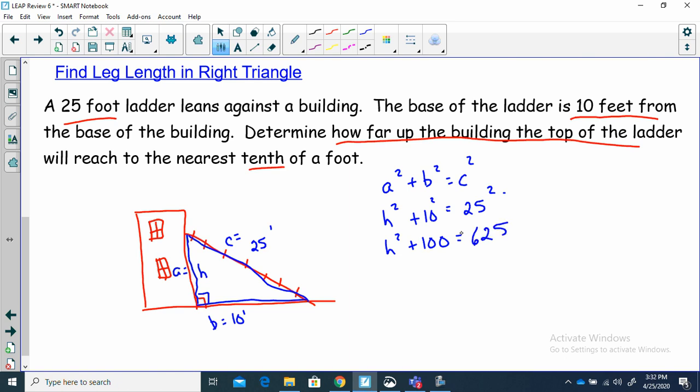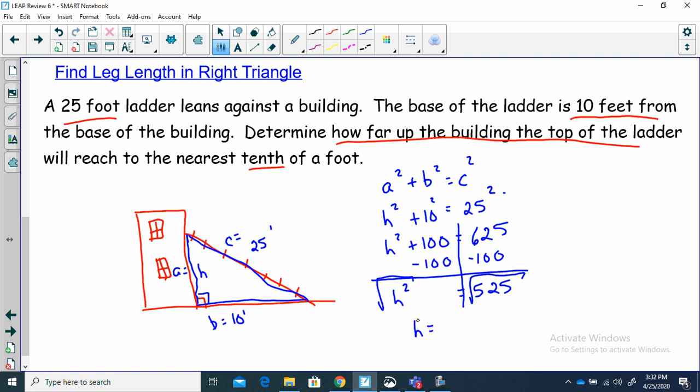Now we're trying to solve for h. We need to cross the equal sign and get rid of the 100. It's added here, so to do the opposite is to subtract 100. And what I do to one side, I do to the other. I now have h squared is equal to 625 minus 100, which is 525. But I'm not looking for h squared, I'm looking for h. The opposite of squaring something is to take the square root. So on each side, I'm going to take the square root. If I take the square root of h squared, it's simply h.